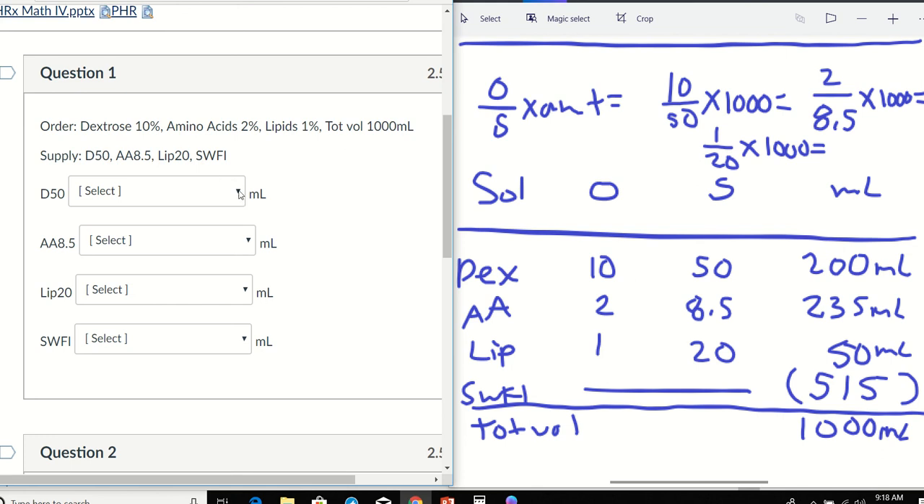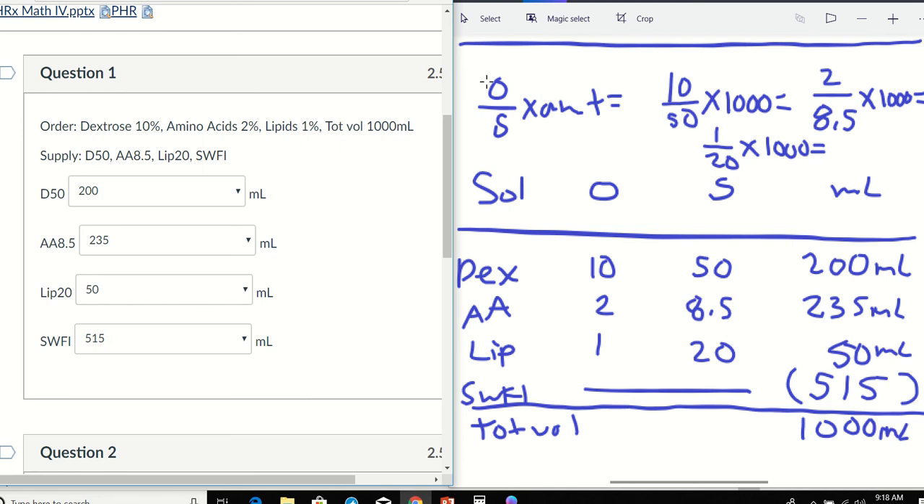Yeah, they're different. So for this one, dextrose 50, you'll need 200 mLs. Amino acid 8.5, you'll need 235. Lipids 20%, you'll need 50 mLs. And to QS with water, the remaining amount is 515.